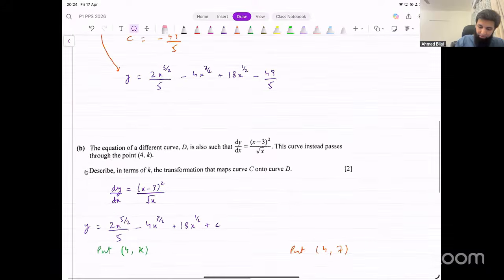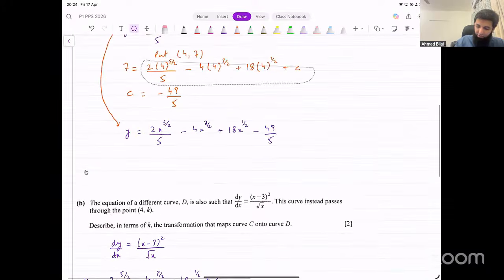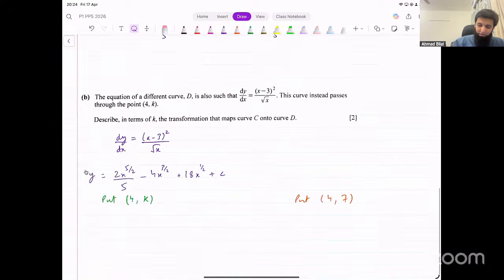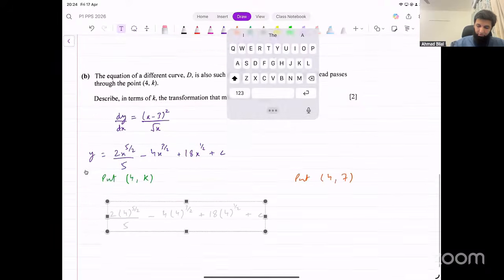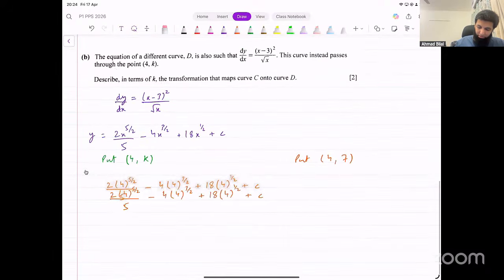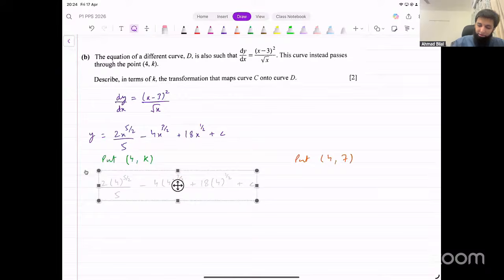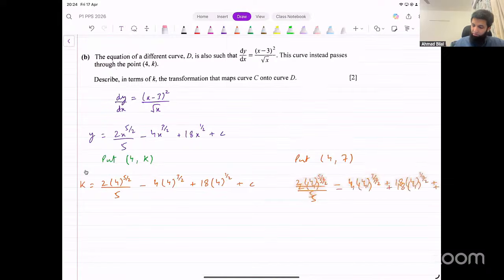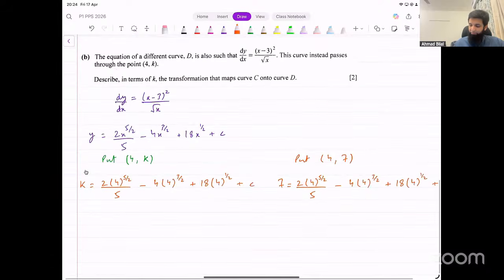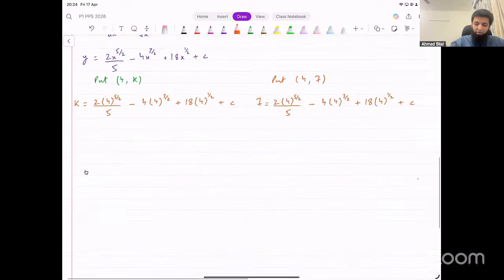I'll just copy that here so I don't have to write that whole thing again. When you input x equal to 4 in this new equation, you would have k on the other side. In that previous equation, we had 7 on the other side. How will the value of c be different?